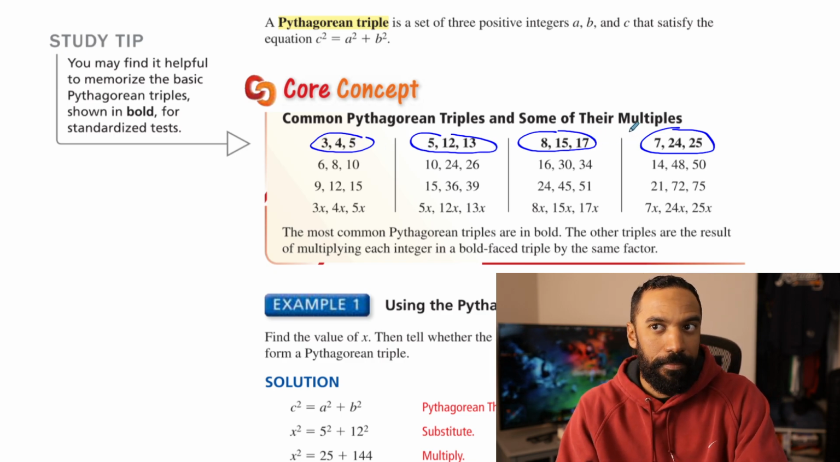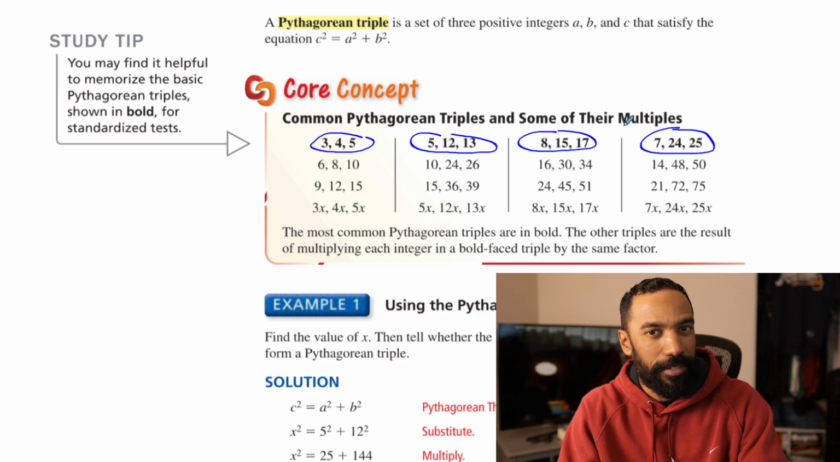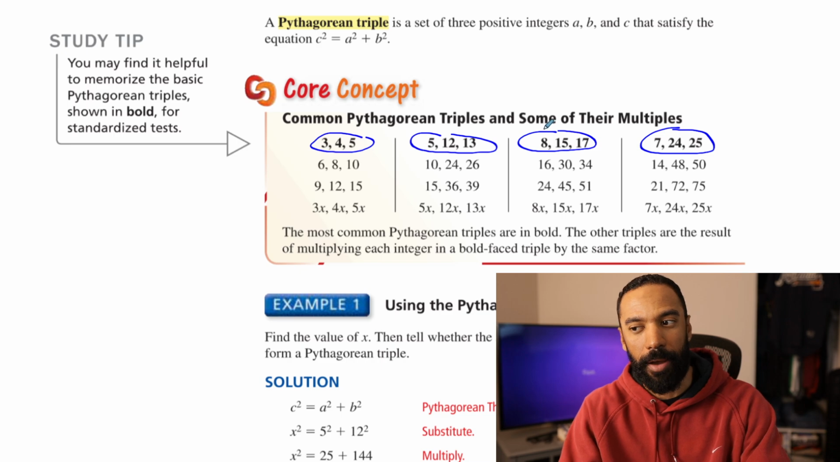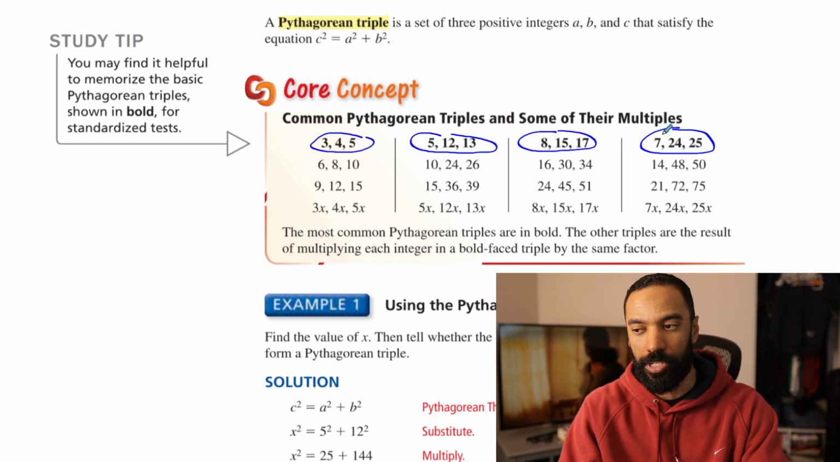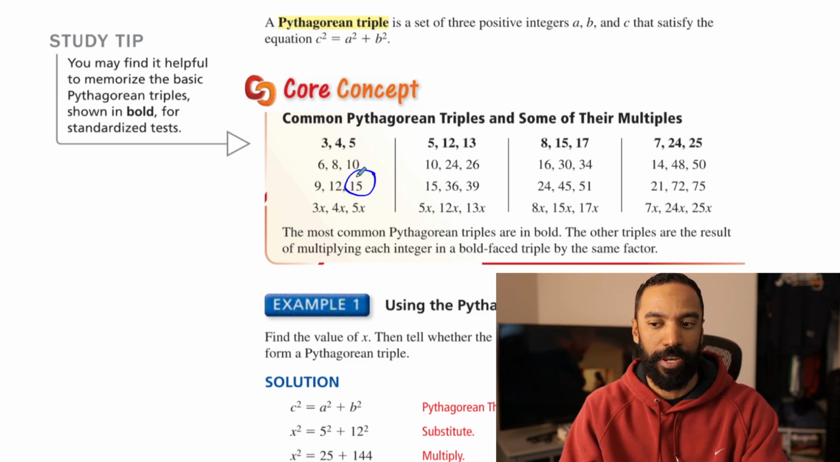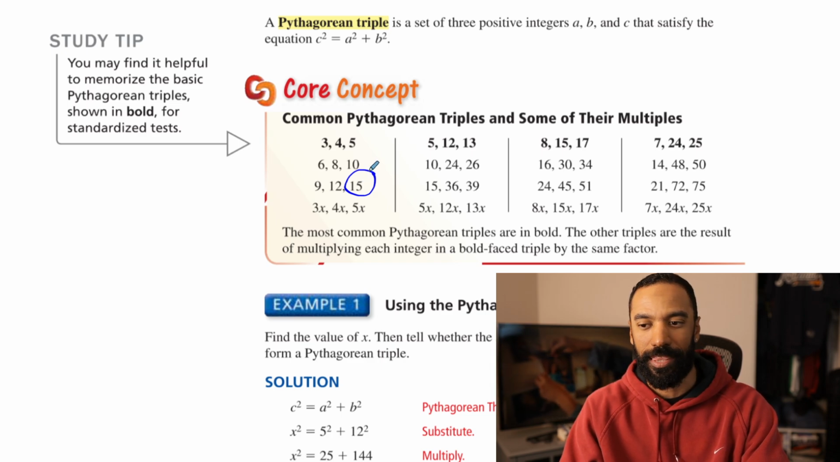Why might you want to know them? Because they show up a lot, because books and websites and teachers like to come up with problems that will give you clean numbers sometimes. And so these are very common ones to know. So when I say I know this length is going to be 15, because I know this is in a 3 to 4 to 5 relationship.